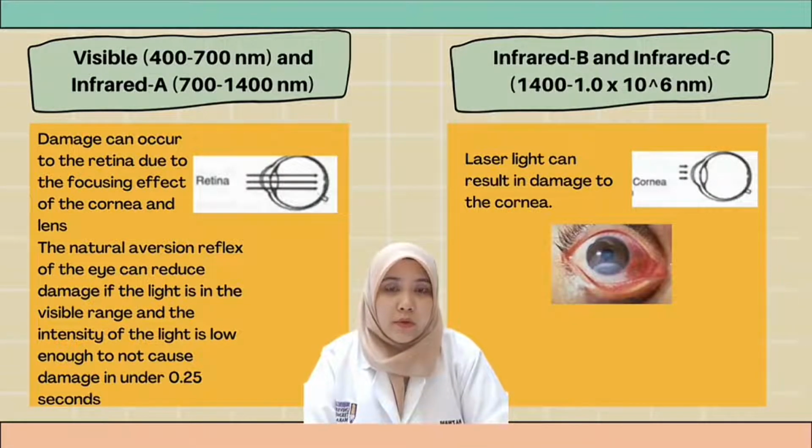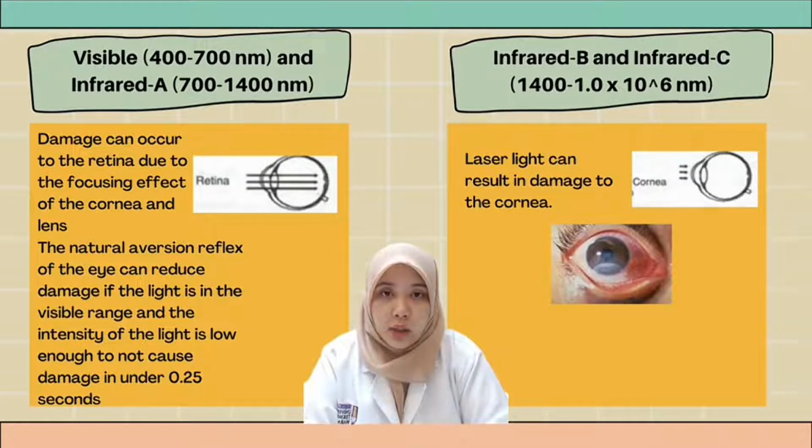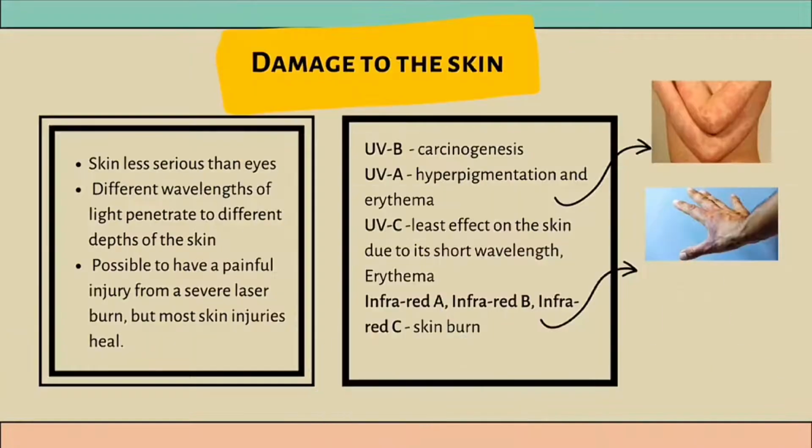In the visible wavelength from 400 to 700 nanometer and infrared A wavelength from 700 to 1400 nanometer range, severe damage can occur to the retina due to the focusing effect of the cornea and lens. Damage from light in the infrared A range, however, will not be affected by the aversion reflex, since the eye cannot perceive light at those wavelengths. Lastly, in the infrared B and infrared C range, laser light can result in damage to the cornea.